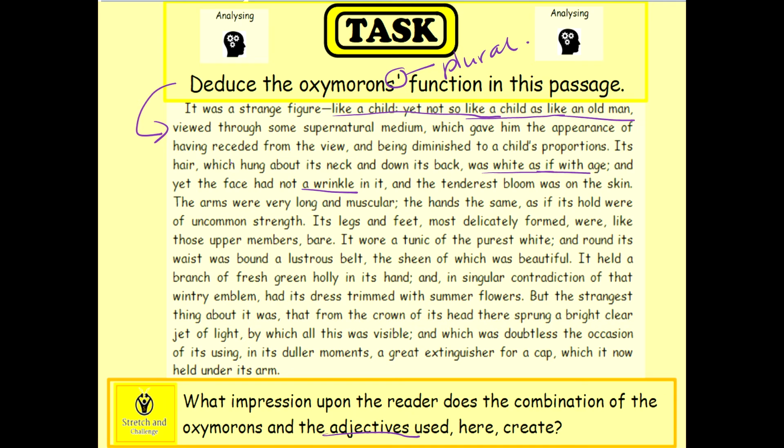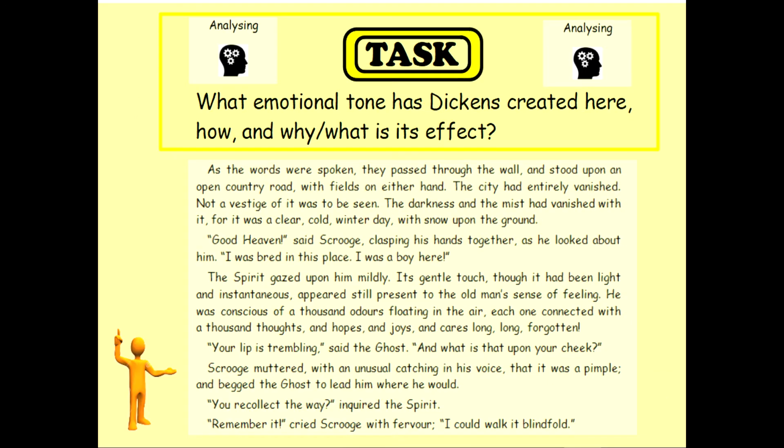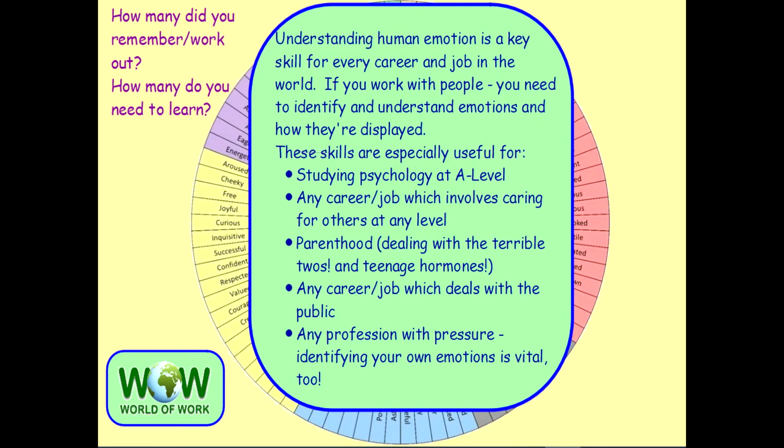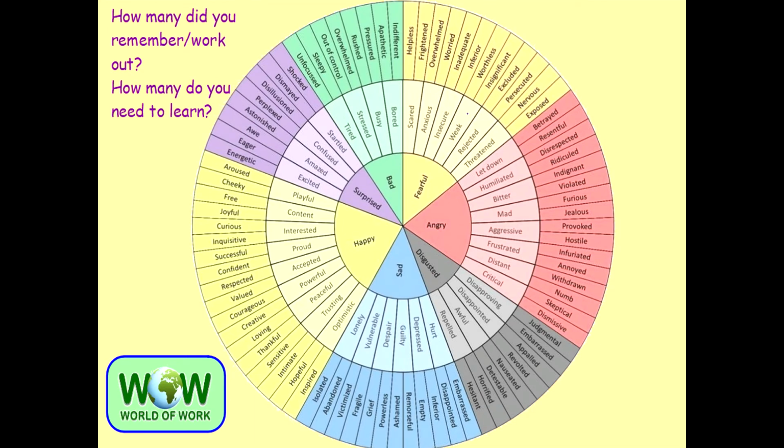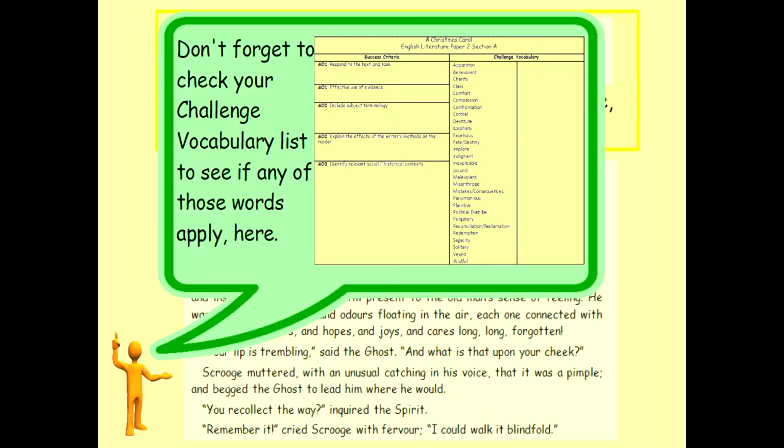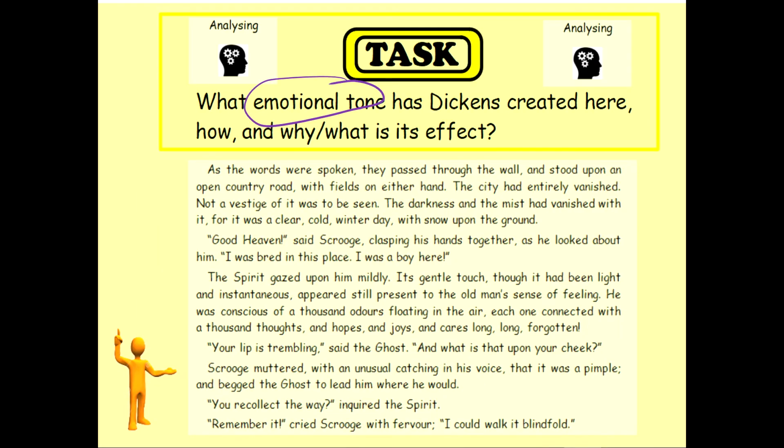Okay, well done. I assume that you've done that. Very good. Well done. So let's move on, guys. We only want a quick little session on some of these things. We don't want to spend hours on them. So, what emotional tone has Dickens created here, and what is its effect? Okay, so we're looking again at emotional tone. We're looking again at our emotions wheel, so don't forget to have a look at that in the shared area. Okay, where am I? I'm here, right, okay.